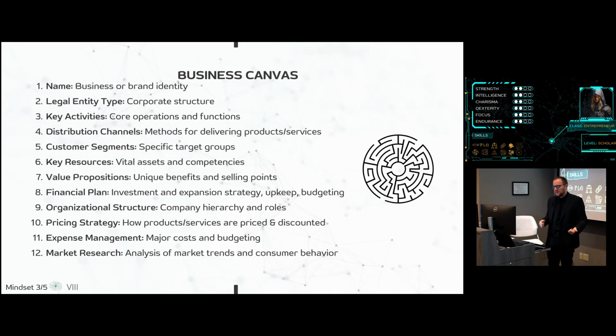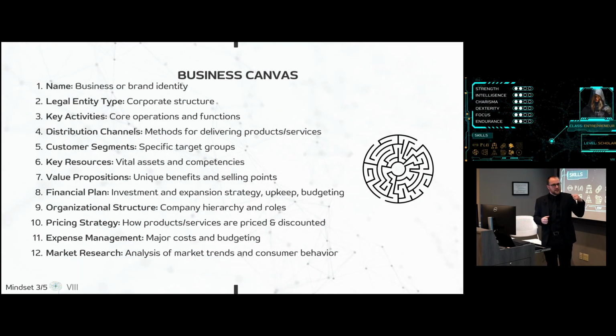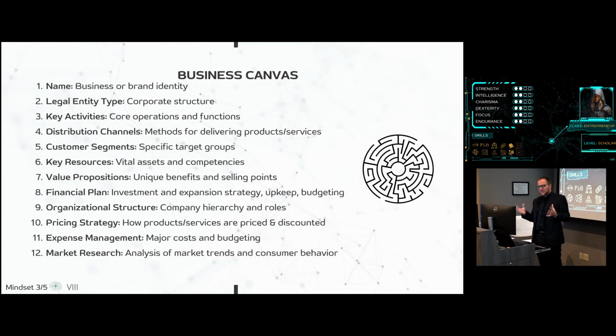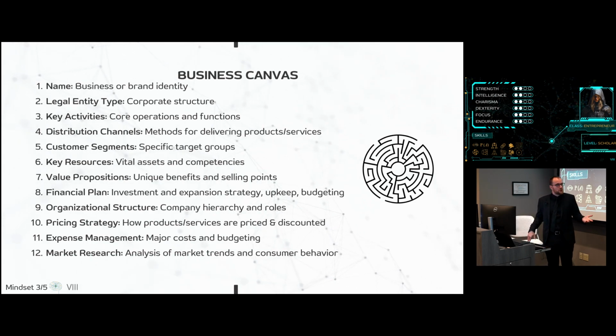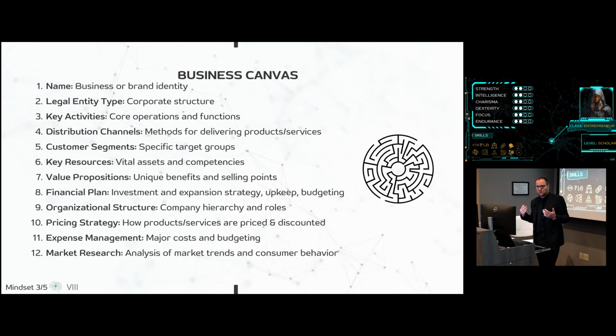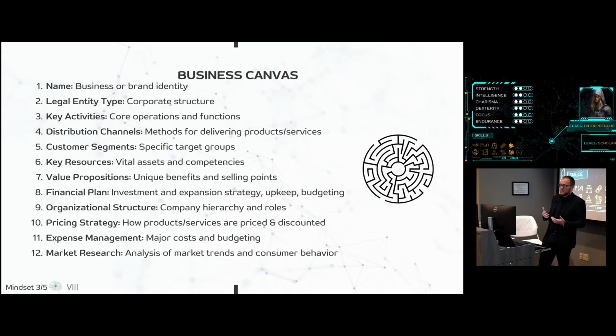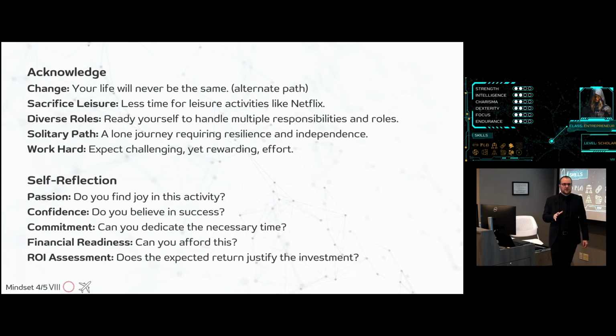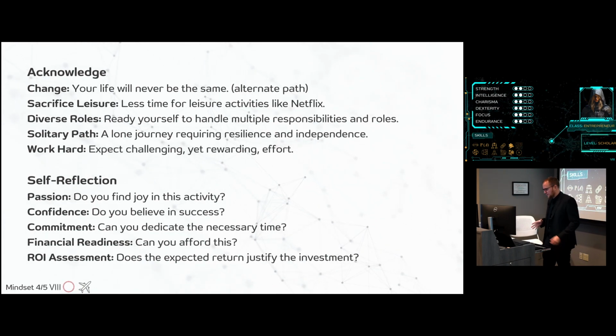Now, you start with your name. You choose the type of the business. You understand your key activities, what you're going to do, the distribution channels, customer segments, key resources, value propositions, financial plan, organizational structure. These are pretty self-explanatory things. Pricing strategy, meaning how much you will be charging for your products, how you're going to be managing your costs, and you have to analyze the market and consumer behavior. You have to acknowledge certain things before you jump into this, because your life will change drastically.